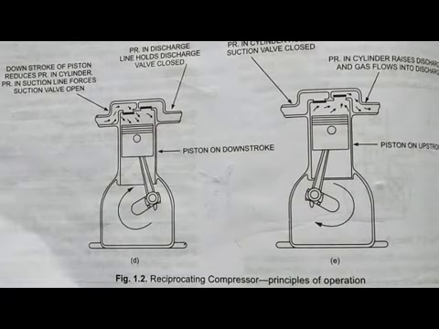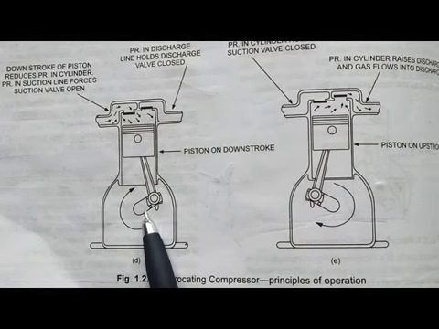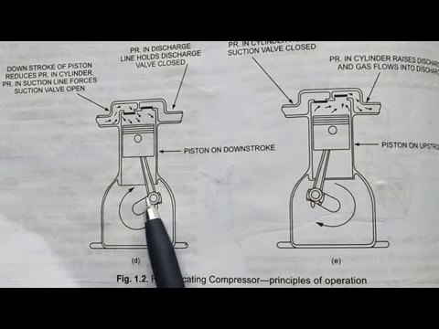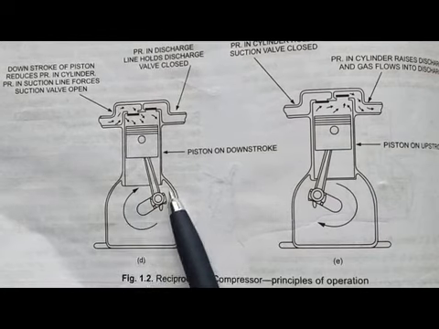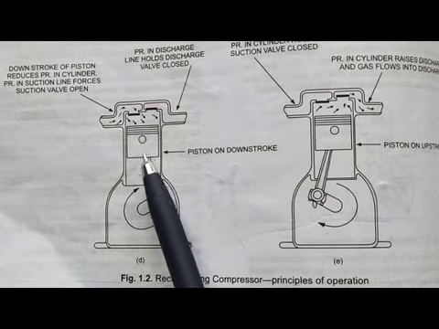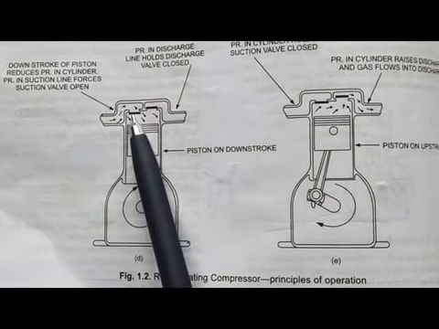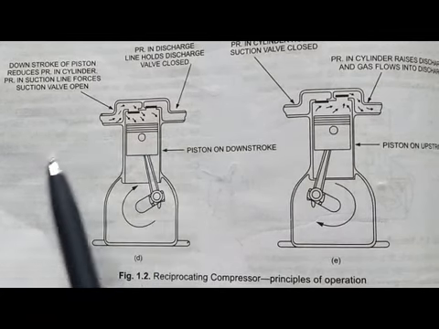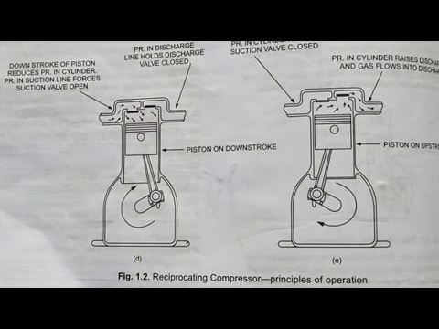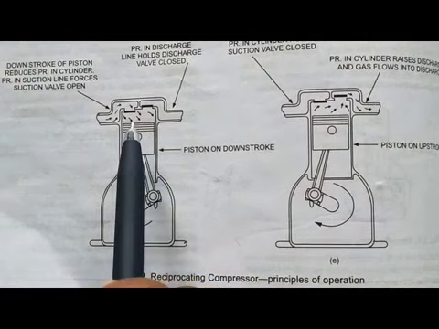Okay, this is a compressor. You can see this portion is called the crankcase. This is the crank, and the entire case is called the crankcase. This is the connecting rod. This is the piston. This is the inlet port. This is the outlet port. And okay, let's see its operation.